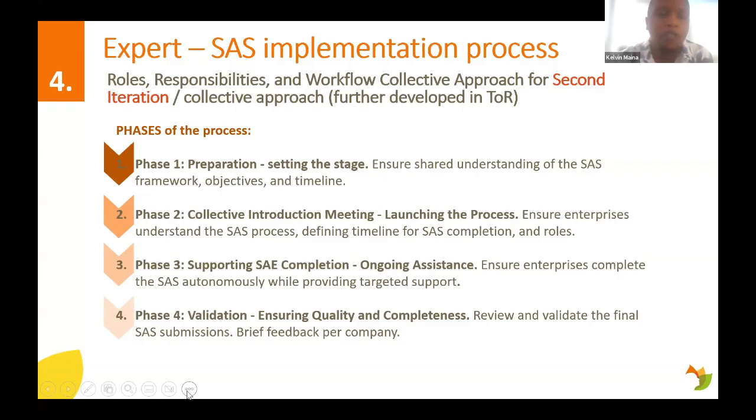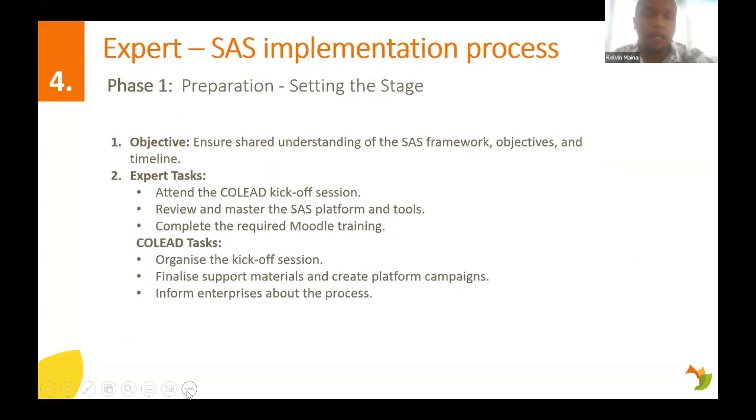Then here we ensure that enterprises understand the SAS process, define the timelines for the SAS completion, and also the immediate and individual roles. Then phase 3, we support SAS completion. This is ongoing assistance. We ensure the enterprises complete SAS autonomously while providing targeted support. And the last phase will be validation, ensuring quality and completeness. Here we review and validate the final SAS submissions. Then we have a brief feedback per company before we submit the final report. So indeed, for the second iteration, this will be the process.